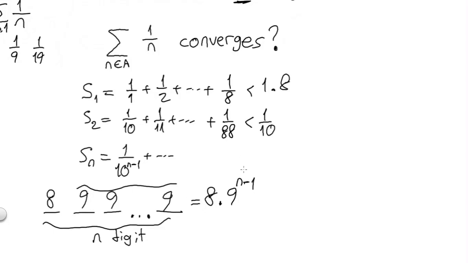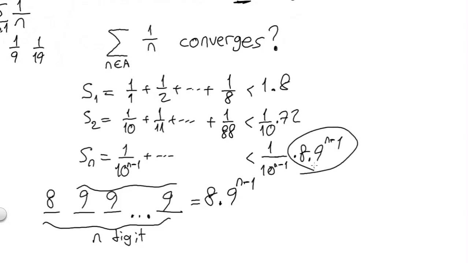If I put n equal to 2, this will be 72 times 72. And in general, this will be 1 over 10 to the n minus 1 times 8 times 9 to the n minus 1, because I have this many terms and they're all less than this. So I basically pick the biggest term and say this is less, because I found an upper bound.